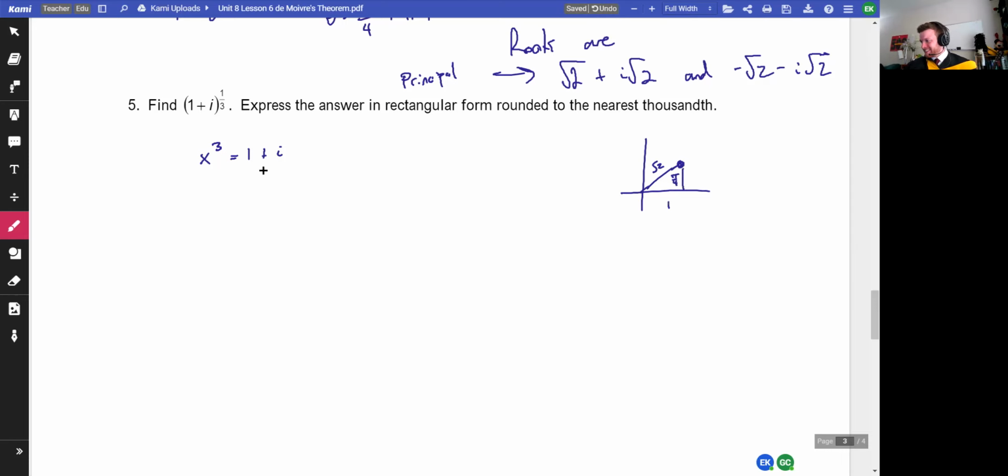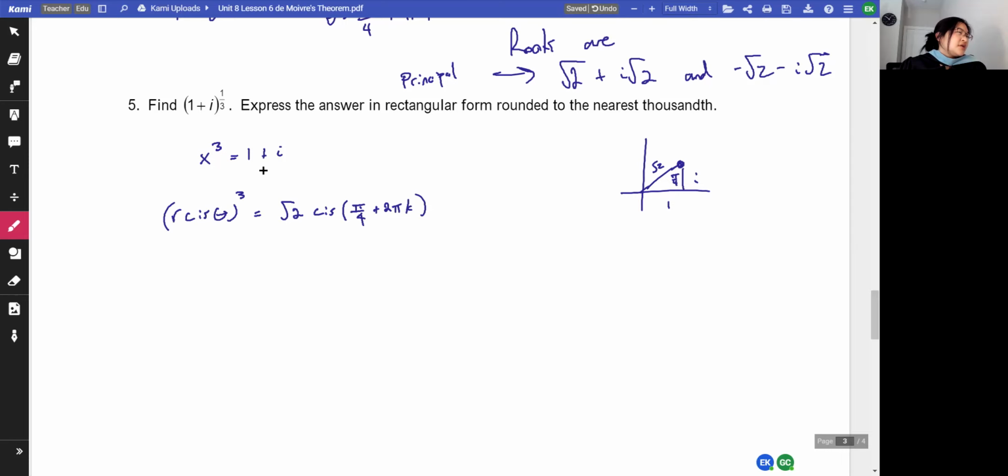So we got r cis theta to the 3 is equal to root 2 cis of pi over 4, and I'm not going to forget it this time, 2 pi k. Nice. So then we have r cubed is equal to root 2, and then 3 theta equals pi over 4 plus 2 pi k.